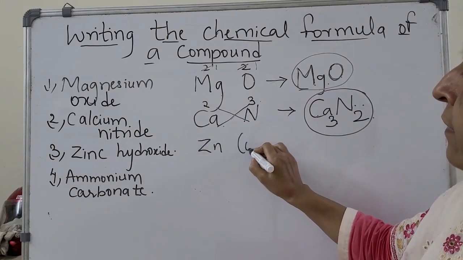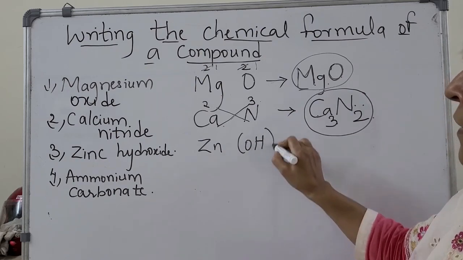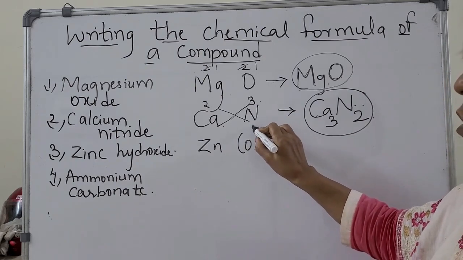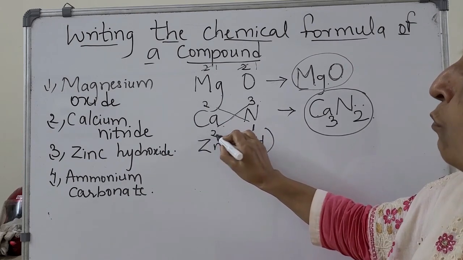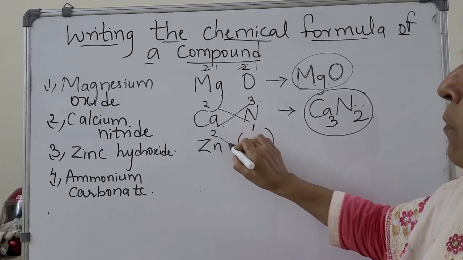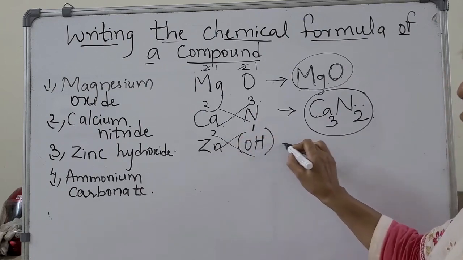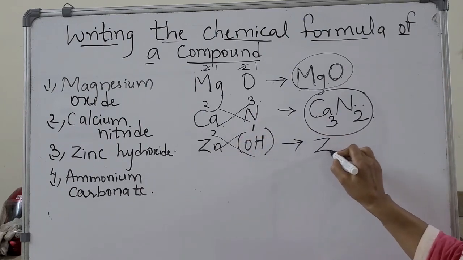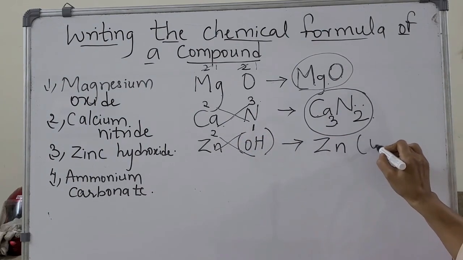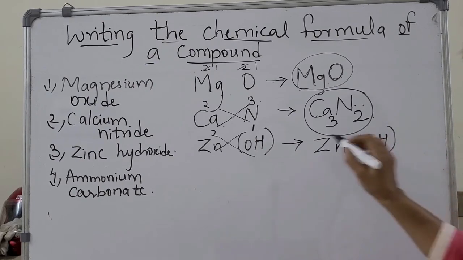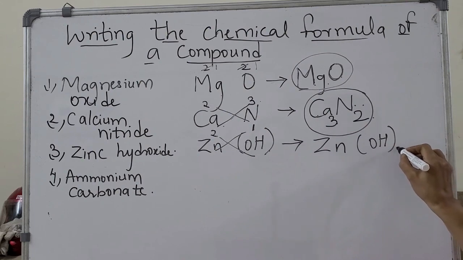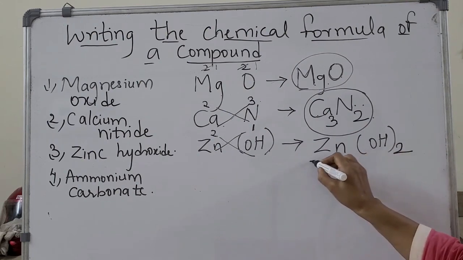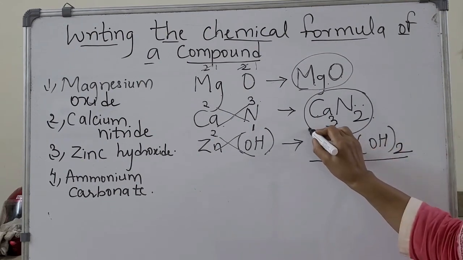Now zinc hydroxide. Hydroxide is a radical. The valency of hydroxide is 1, zinc is 2. So it will come opposite. So it will form zinc hydroxide. Now this hydroxide will have the 2. This 2 will come here. So the compound formed is Zn(OH)2.